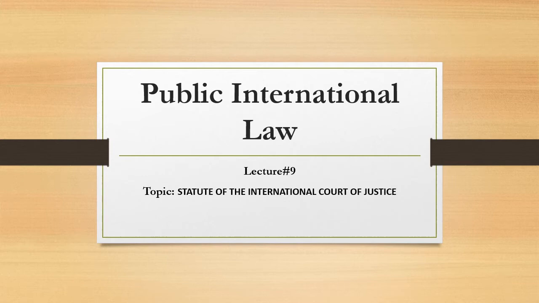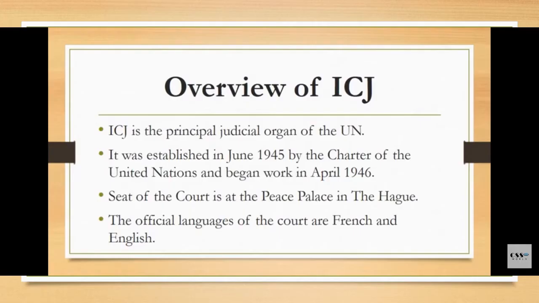So today we will start our next topic, that is Statute of the International Court of Justice. Basically, the International Court of Justice is the principal judicial organ of the UN, meaning United Nations. Ultimately, it is an important part of the United Nations.